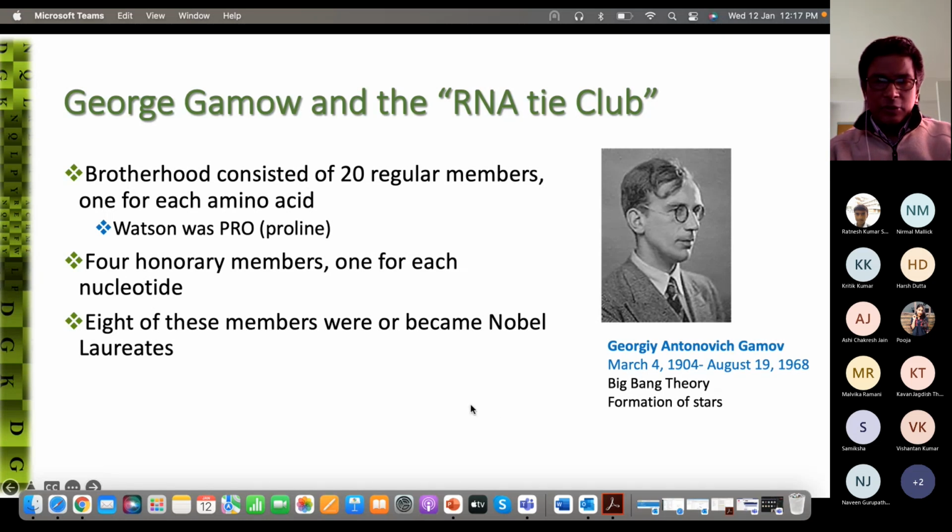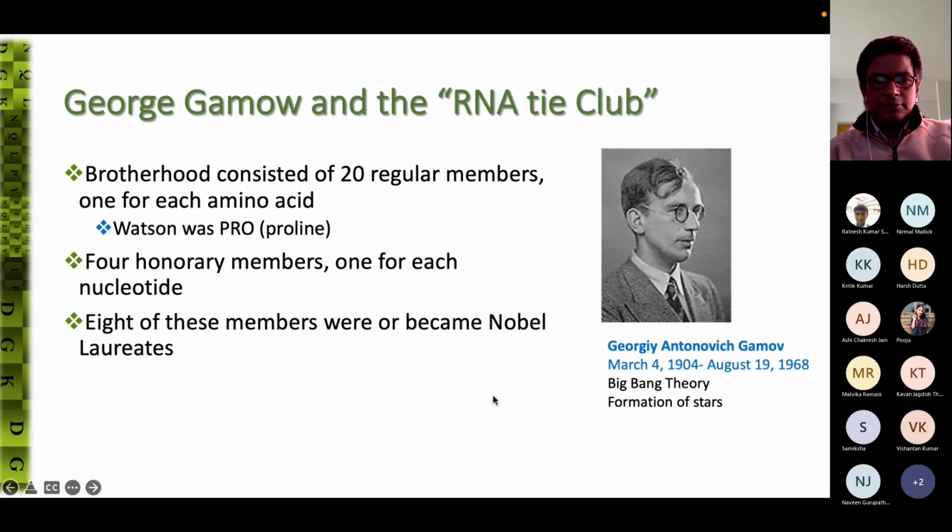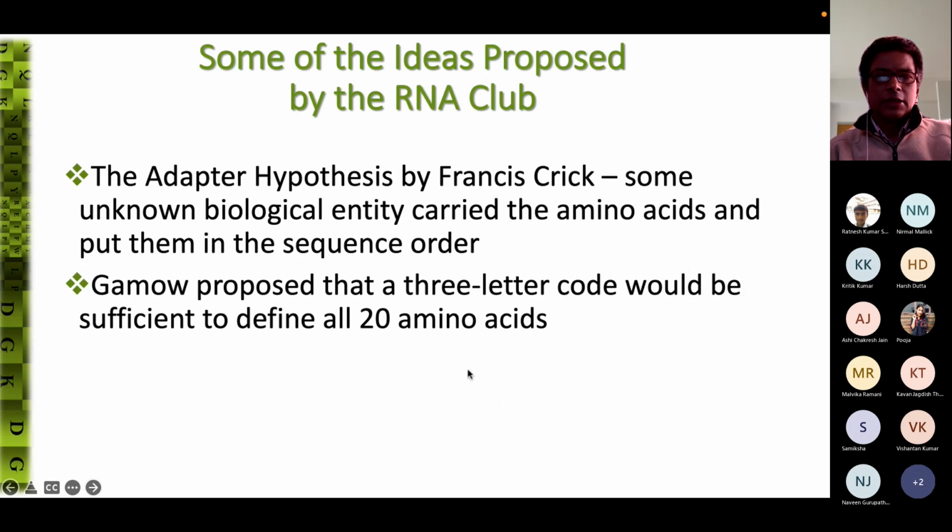And so they were doing all this work, and some of the ideas at that point of time were proposed. One was being spearheaded by Gamow, and the other one by Francis Crick. Francis Crick had this adapter hypothesis, which said that there must be some unknown entity which helps in translating the nucleotide sequence to the amino acid sequence.